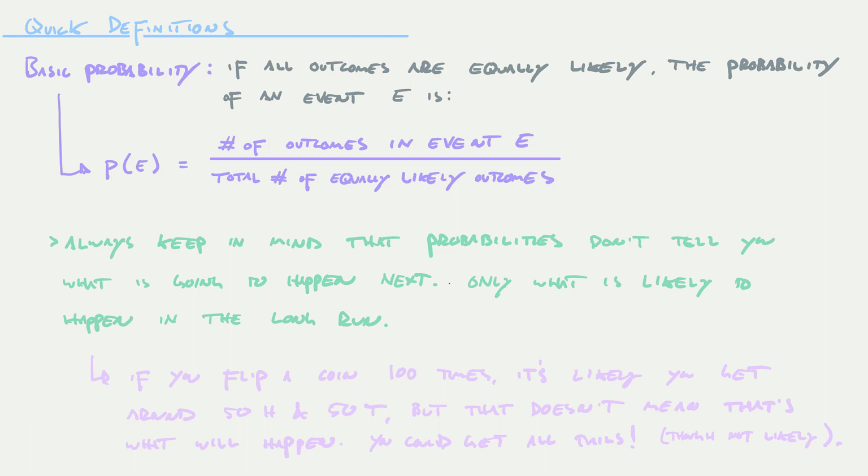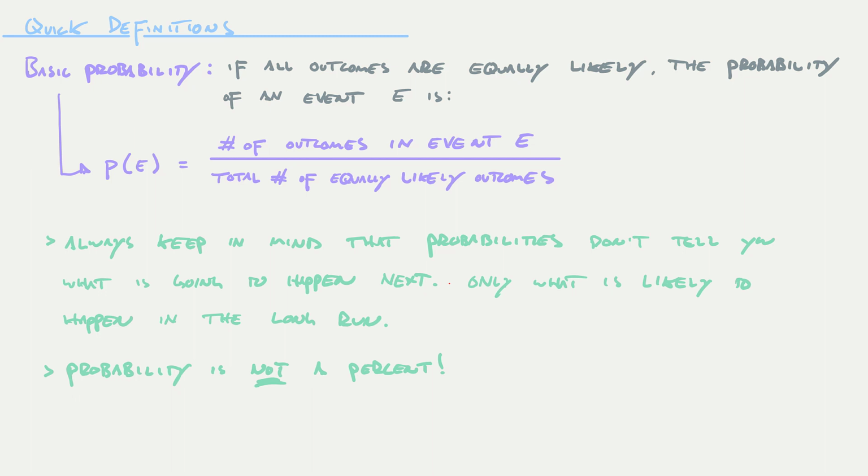Okay, so the example I put is if you flip a coin 100 times, it's likely that you're going to get around 50 heads and 50 tails, but that doesn't mean that that's going to happen if you flip 100 coins. It is possible all of them are tails. Maybe you flip 100 coins and every single one of them lands on tails. That's extremely unlikely, but it is possible, right? So that would be part of the sample space when you flip 100 coins.